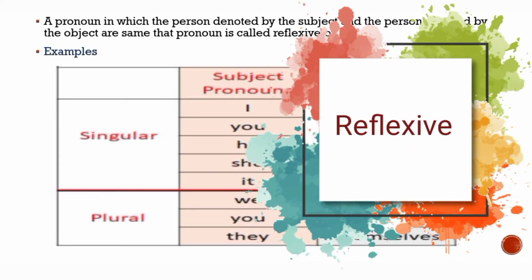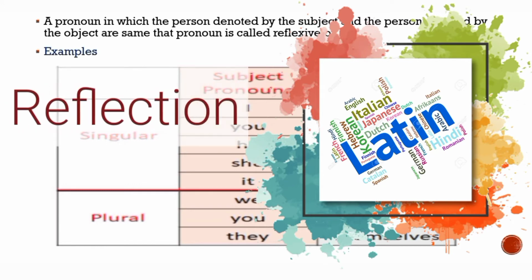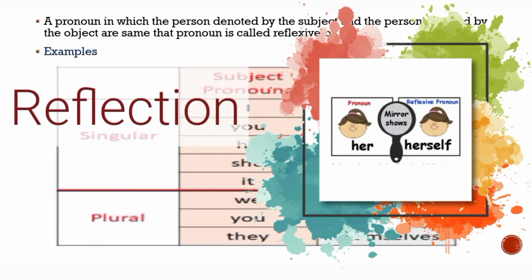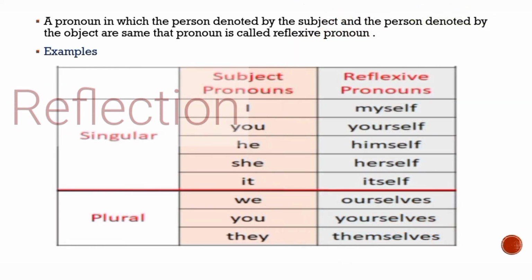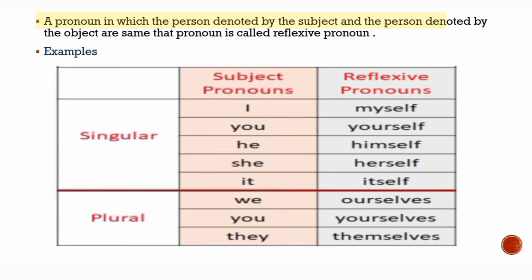The word reflexive is derived from the Latin word reflection, which means that something is turned back to itself. So, a pronoun in which the person denoted by the subject and the person denoted by the object are the same, that pronoun is called reflexive pronoun. Means to say that the action done by the subject returns back to itself.